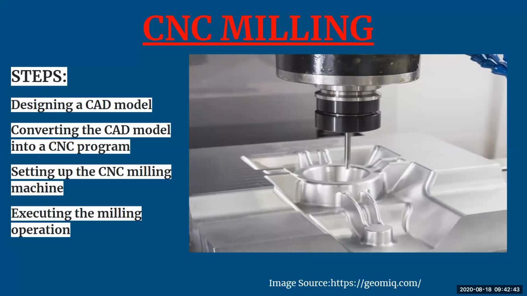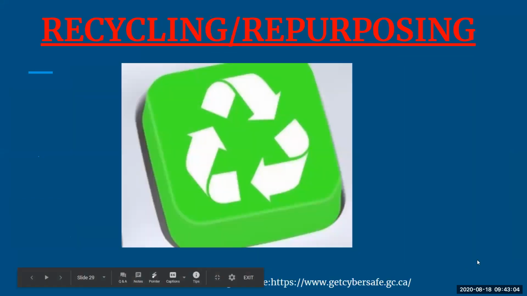You can use different CAD and CAM software for CNC milling. This is important: designing the CAD model, converting your CAD model into CNC programs, setting up your CNC milling machine, and executing the milling operation. So you have to have this. Let's move to the next.